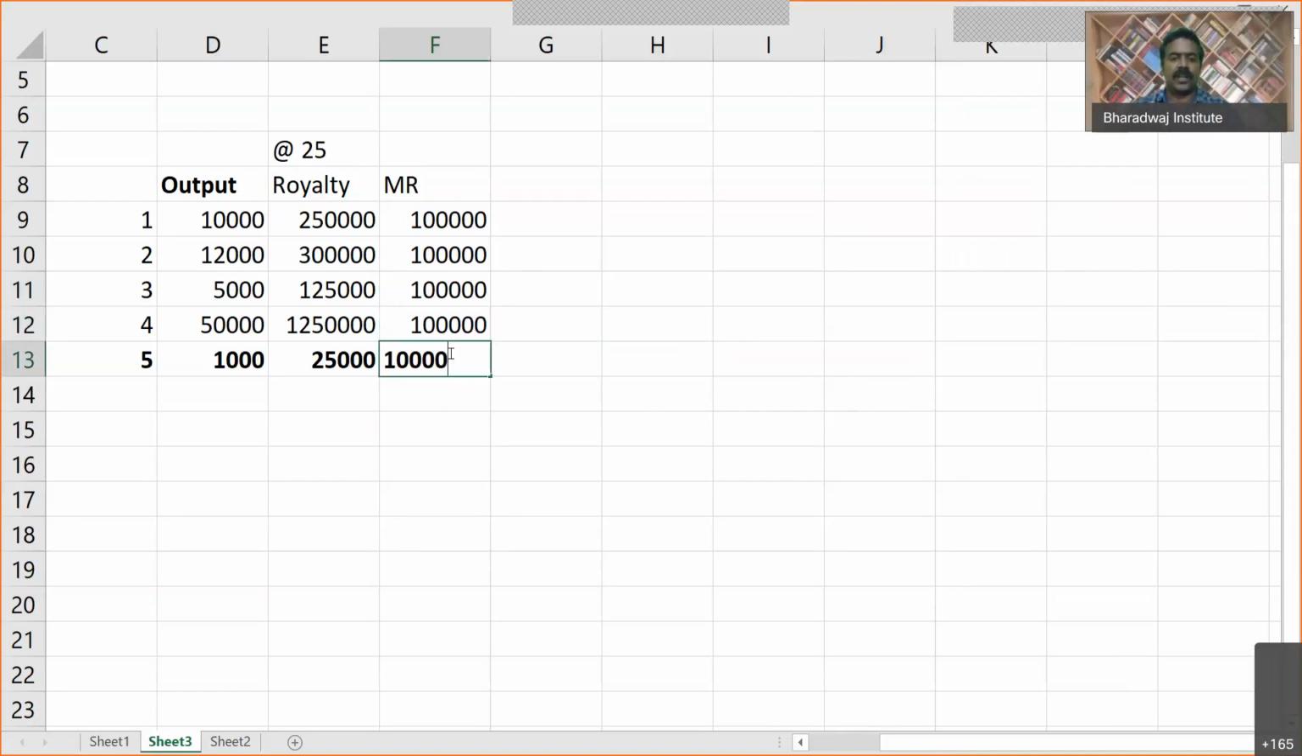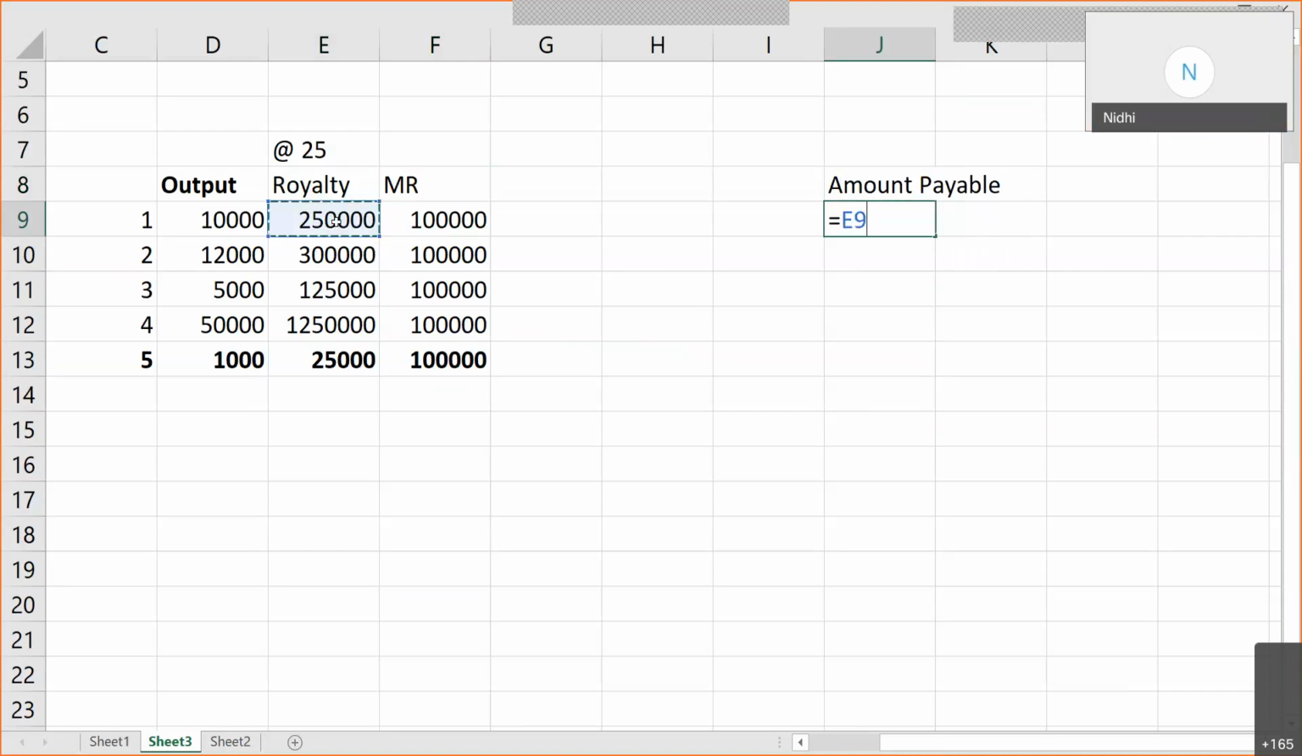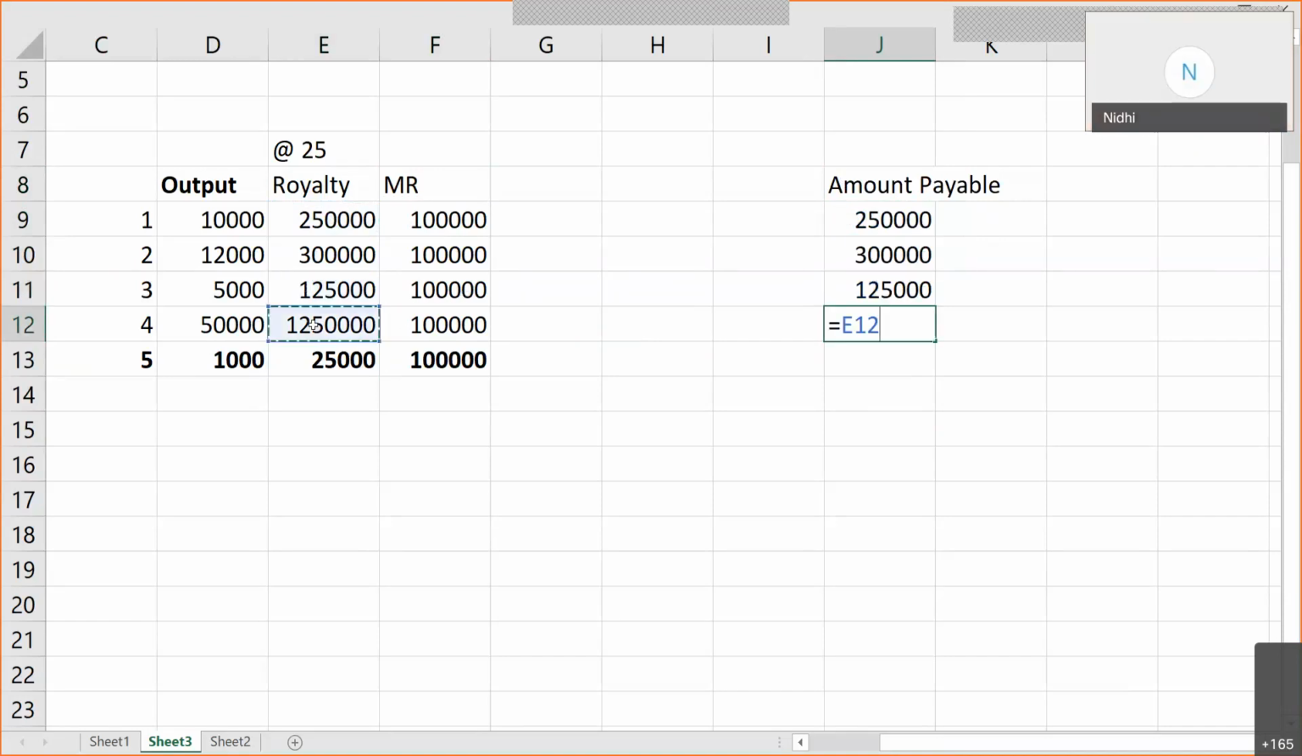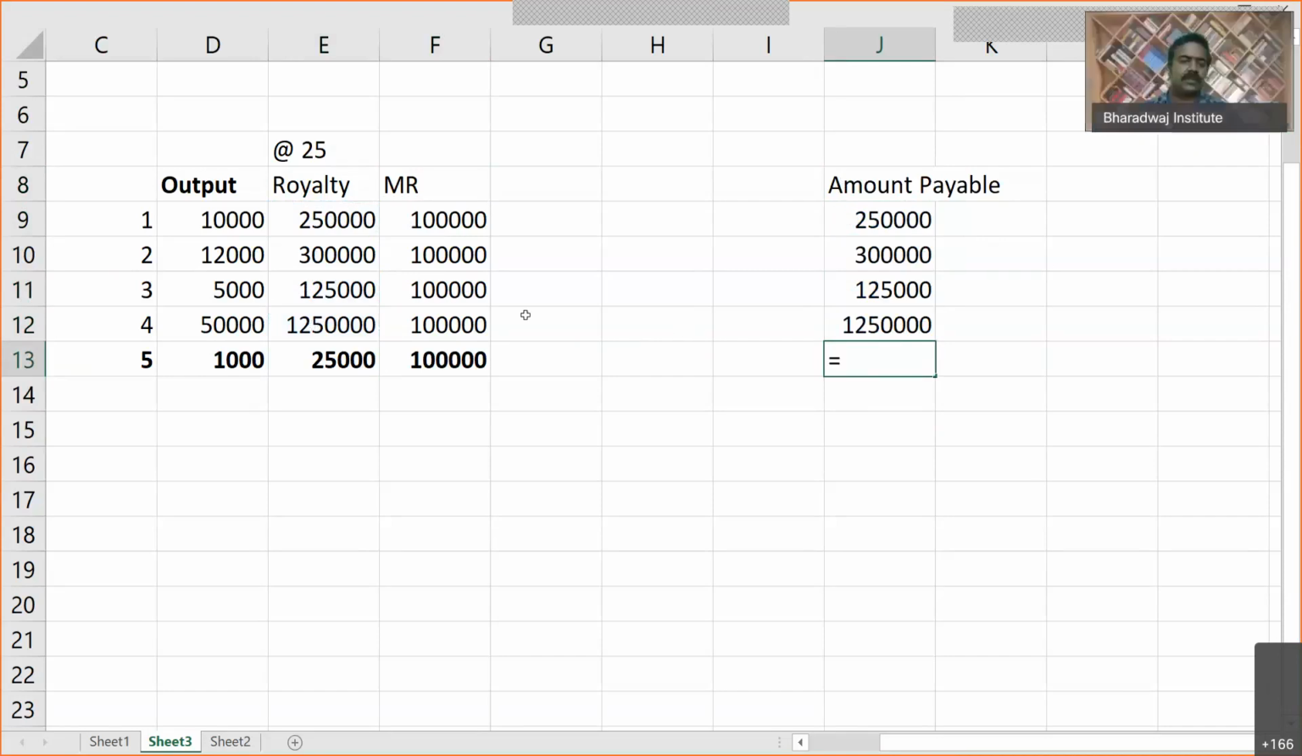So 1 lakh is the minimum rent that is payable. How much will you pay to the landlord in the first month? 2,50,000 or 1 lakh? 2,50,000. Second month? 3 lakh. Third month? 1,25,000. Next month? 1 lakh, since the royalty is only 12,000. What about the fifth month? 1 lakh. You have to pay. That is what is called minimum rent.